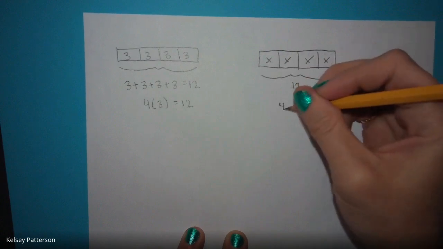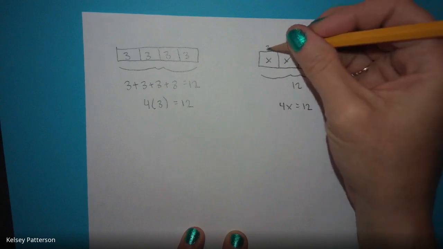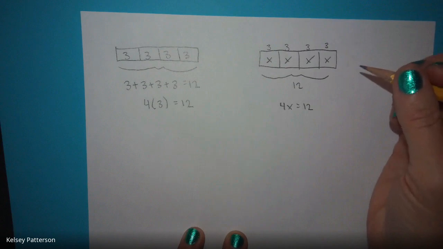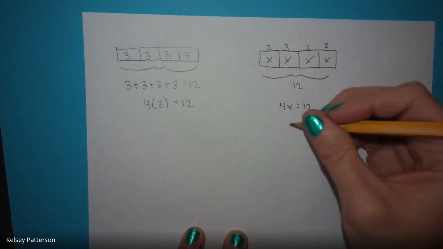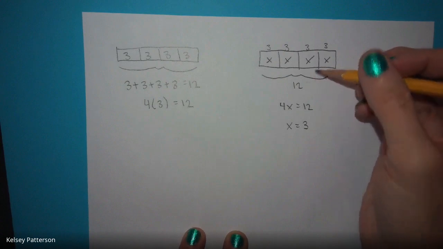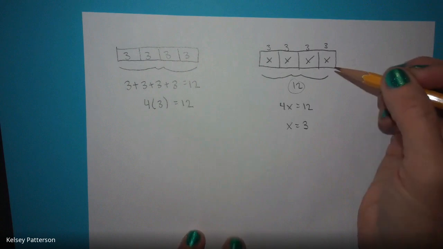So then you would say 4X equals 12, and you would have a visual to see that you would need 3 in each section of your tape or your bar diagram. So X equals 3. And it's a nice visual to show kind of the meaning of division, that you're going to divide this 12 into equal groups.